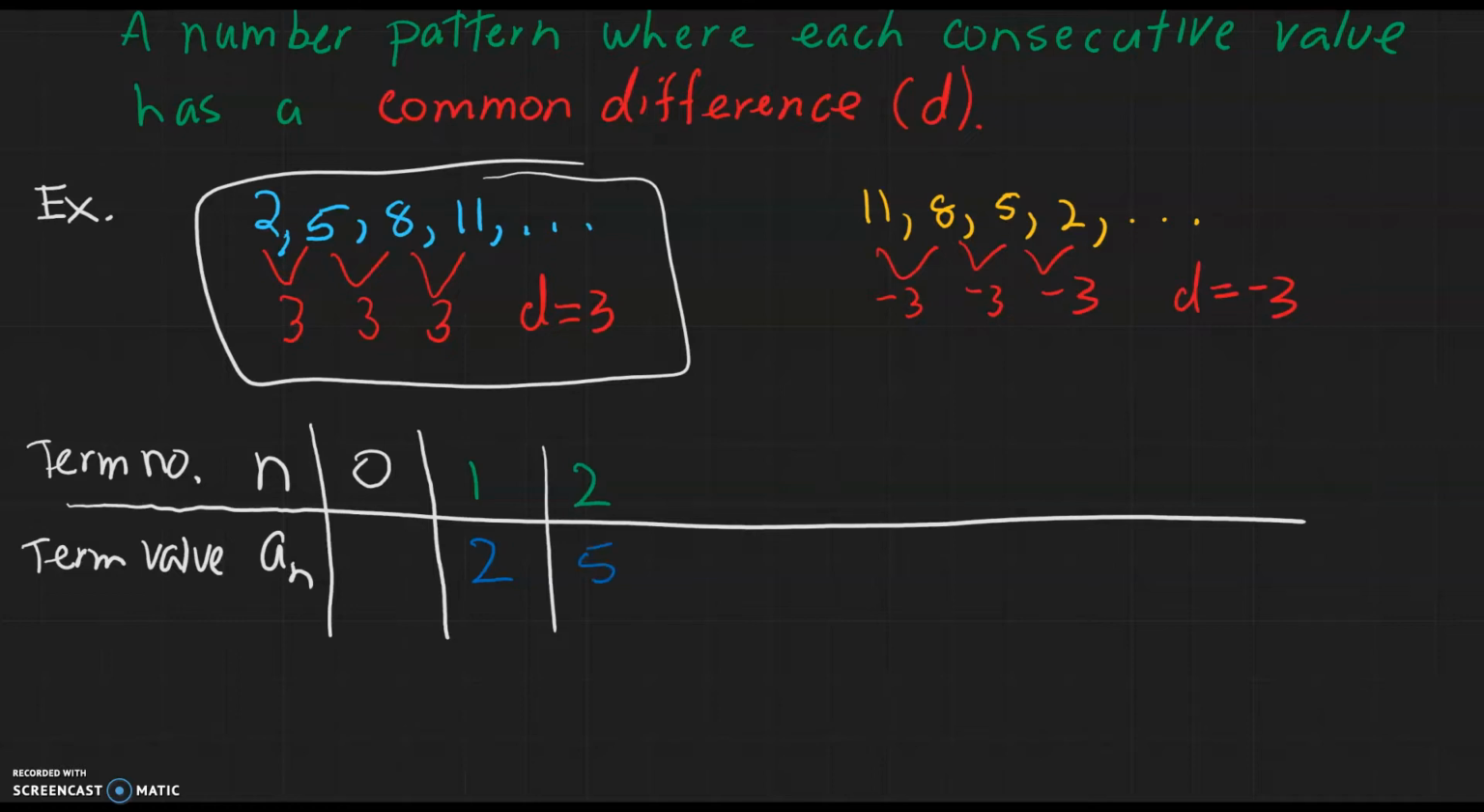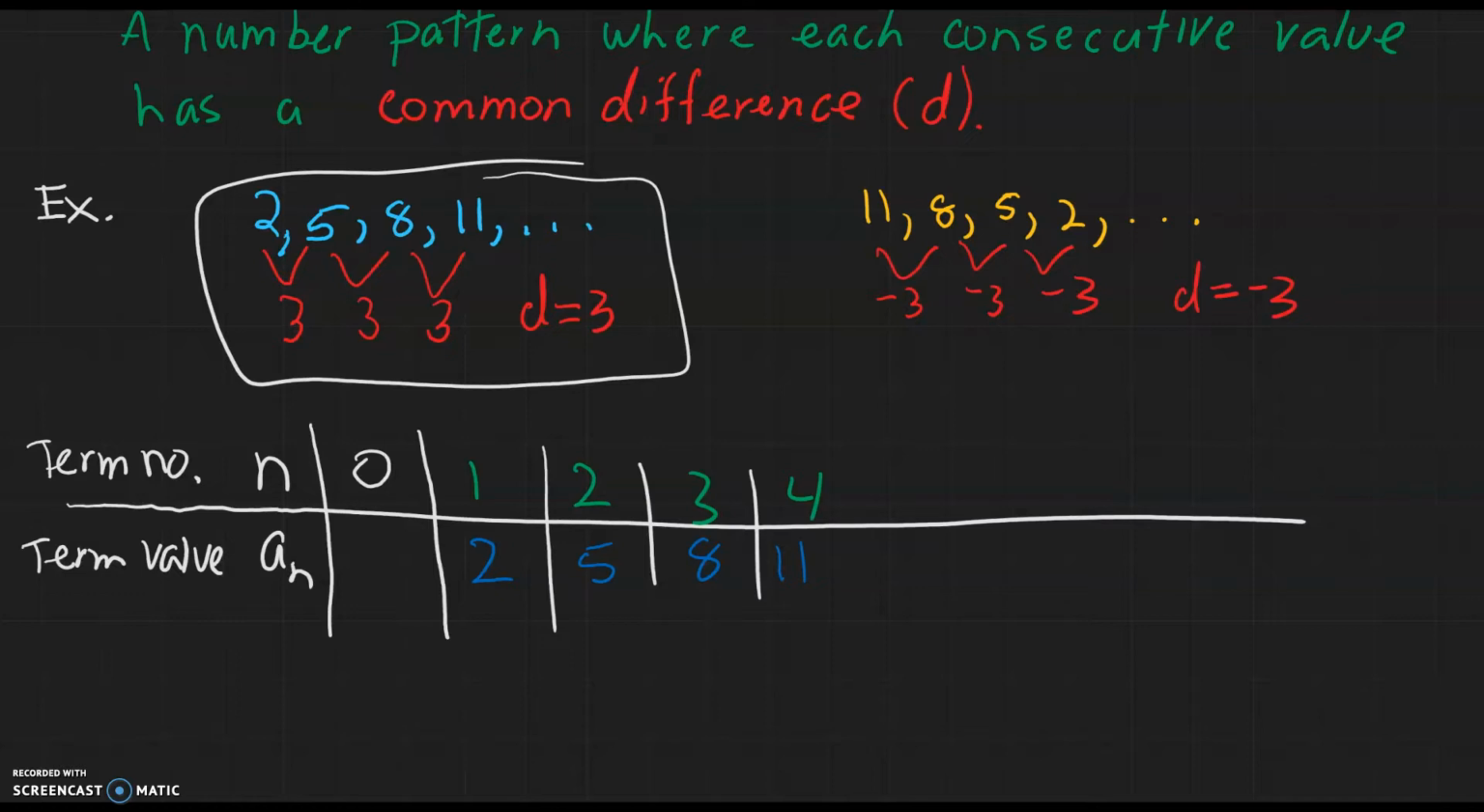Let's keep going here. The third term is an 8, and that was supposed to be blue. There it is. And the fourth term that we have so far is 11. That's the fourth term. So that's how we can think of it.